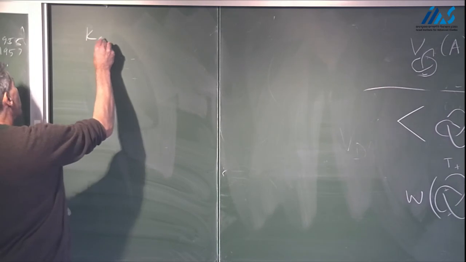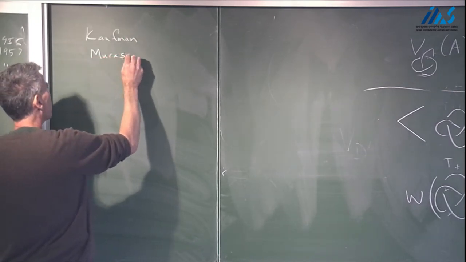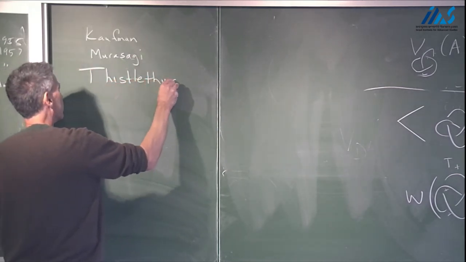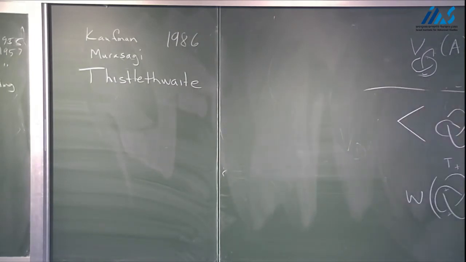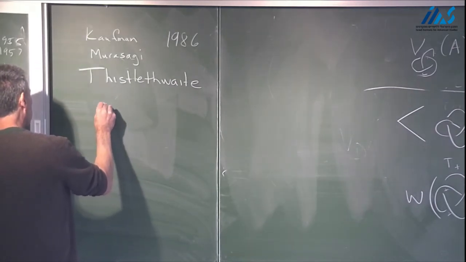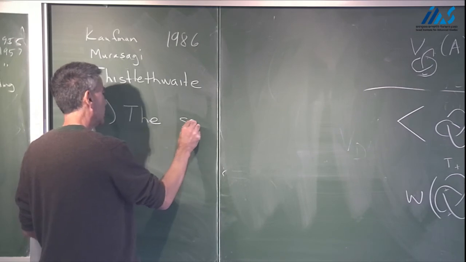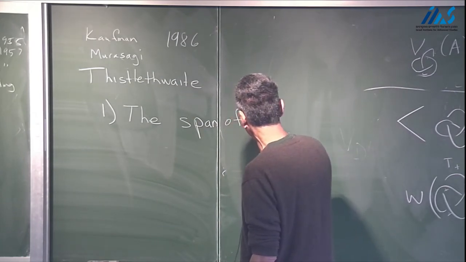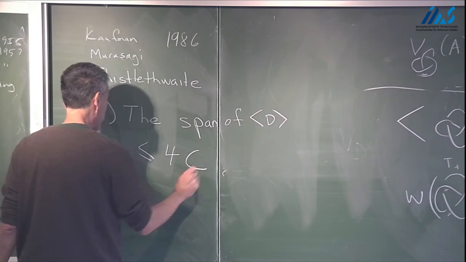So this was proven by three people independently shortly after Kauffman introduced his invariant, this all went around 1986, I think. 86, 87, they all proved the same result. They proved that the number of crossings is connected to the span of the Kauffman bracket. So the span of the Kauffman bracket of a diagram, I'll define it in a minute, is always smaller or equal to 4 times the number of crossings.